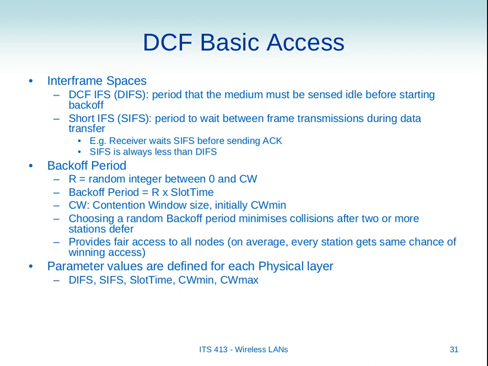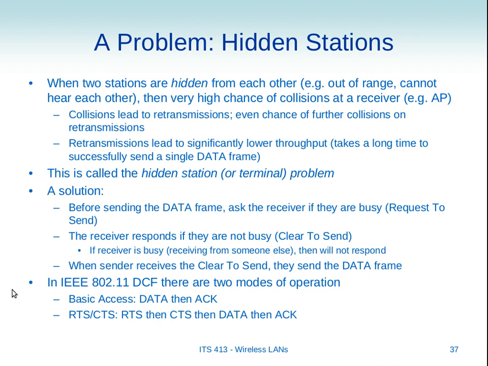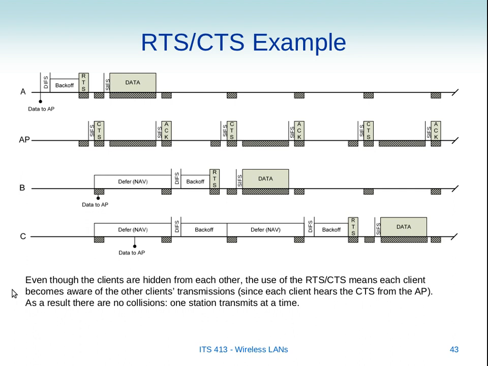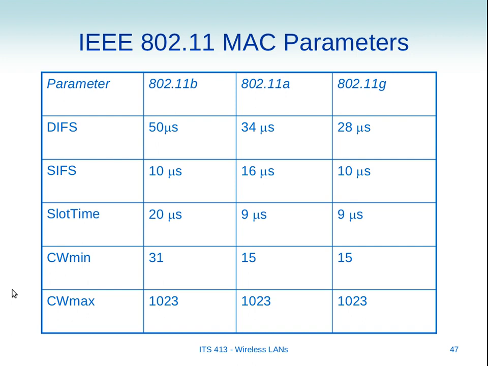Let's look at how basic access works through the example. These parameter values, DIFS, SIFS, the slot time, CW, and the minimum and maximum, have values. One of these slides lists those values. Somewhere. Okay, here they are. Slide 47 lists the values for 11b, a, and g.